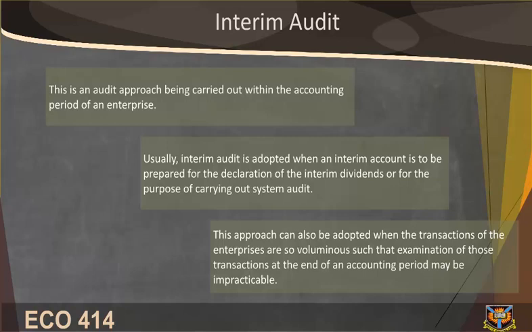Interim audit. This is an audit approach being carried out within the accounting period of an enterprise. Usually, interim audit is adopted when an interim account is to be prepared for the declaration of interim dividends or for the purpose of carrying out system audit. This approach can also be adopted when the transactions of the enterprise are so voluminous that examination of those transactions at the end of an accounting period may be impracticable.